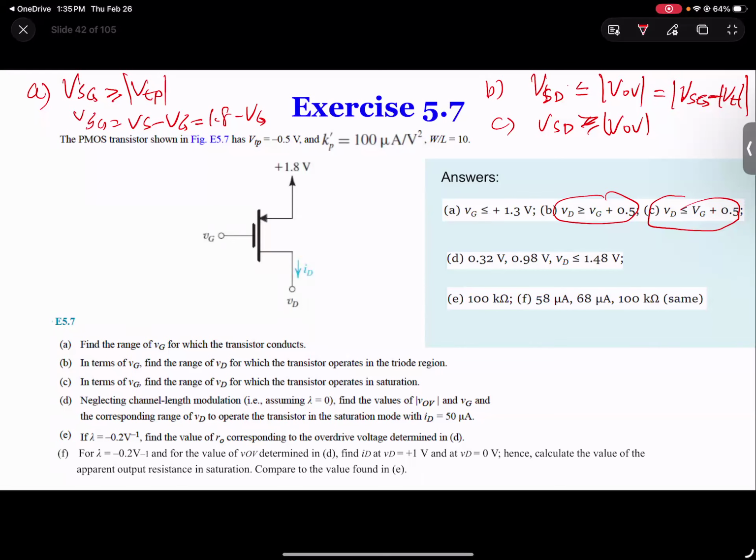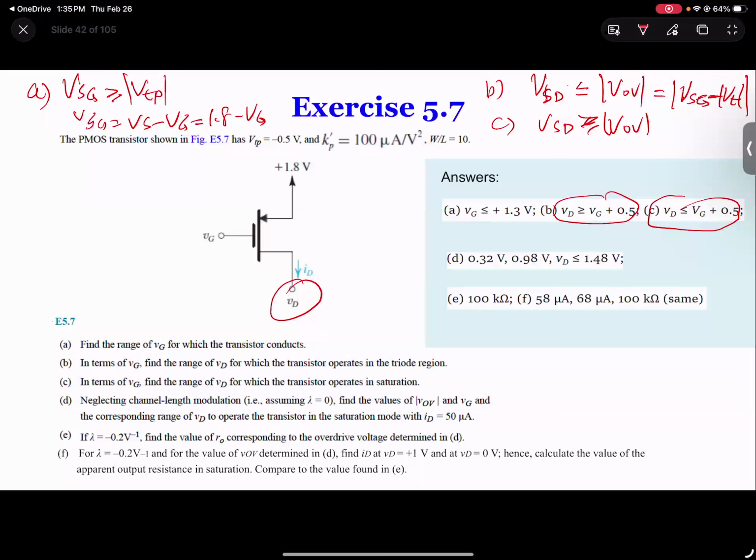As your VD increases, and your VD is at the bottom of the transistor, if the voltage at the bottom is too much, there's no current. Now, I'll give you an extreme example. Your VD is 1.8, what happens? The voltage at the top and bottom is the same. You'll never have current, right? So VSD has to be small. How small? That's those equations, okay?